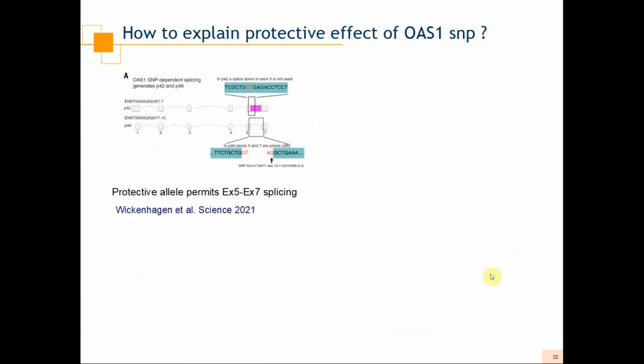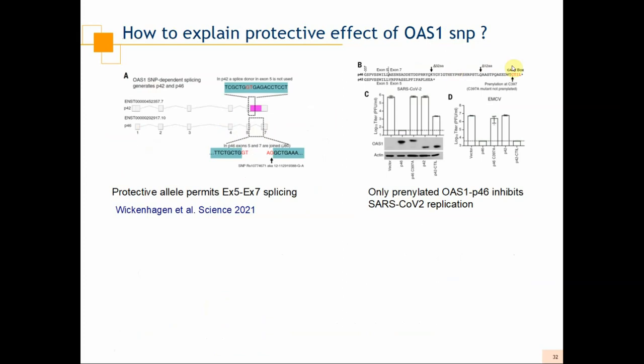As we saw, there's a protective allele and a risk allele in European populations of OAS1. So what's the difference between them? An interesting thing in this paper is that they were able to find out how this is occurring. The protective allele allows exon 5 and exon 7 to be spliced together, and this will produce a C-terminal extended form of OAS1. What it's got here is a prenylation site. So the P46 form of OAS1 will be prenylated, and that's going to direct it towards intracellular membranes.